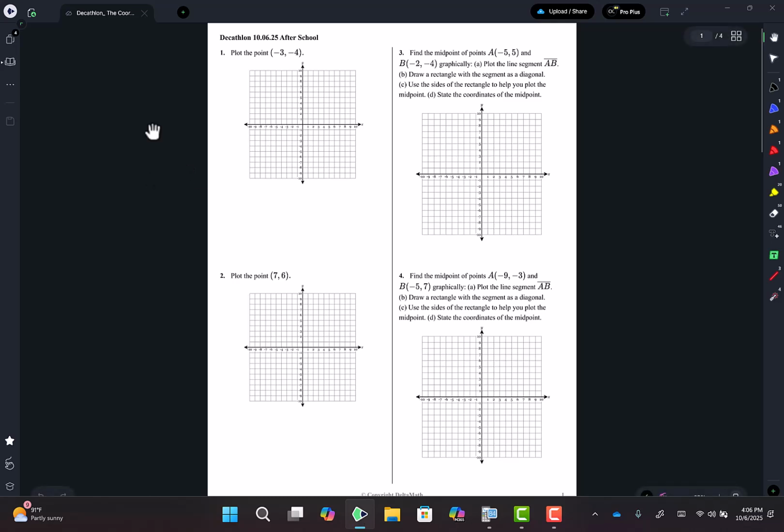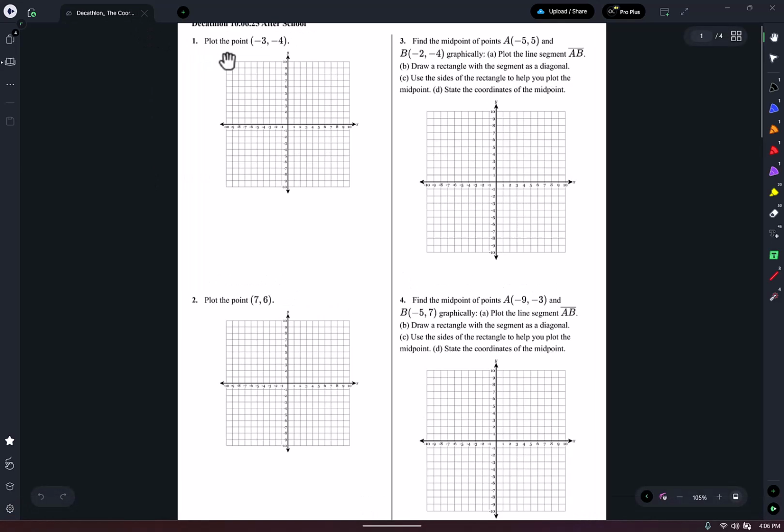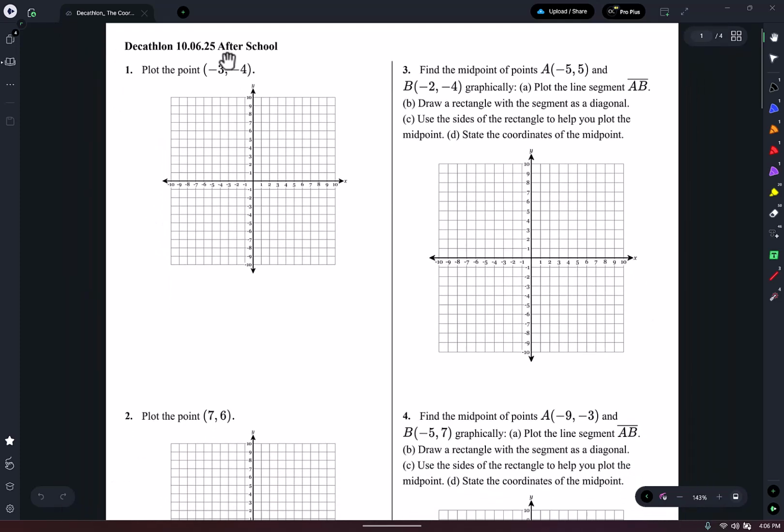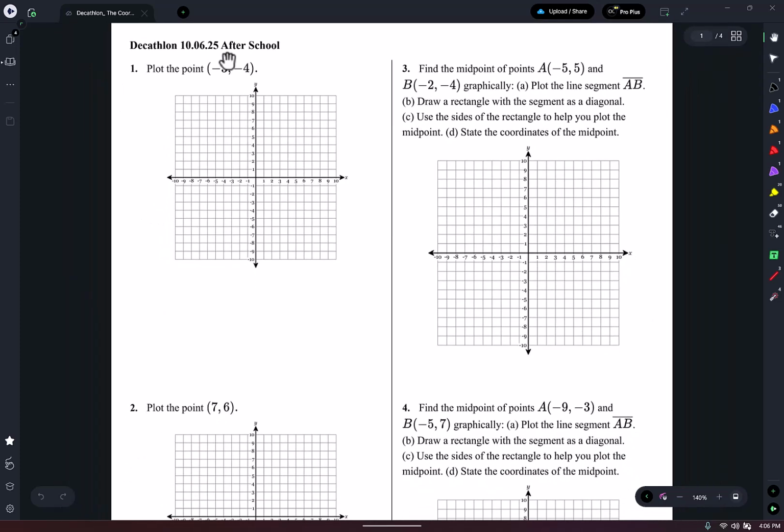So here we go, guys. Decathlon. This is called coordinate geometry. I think most of this or all of this you probably already know. You're probably pretty good at it. But let's see how we do. You know what I mean?